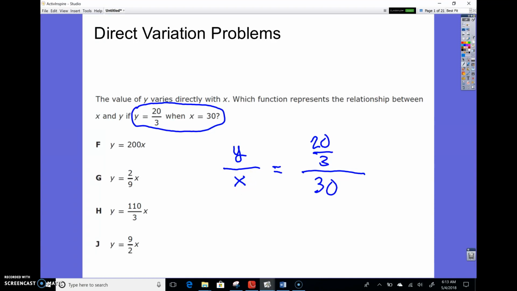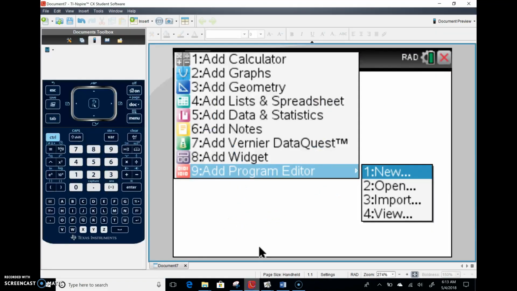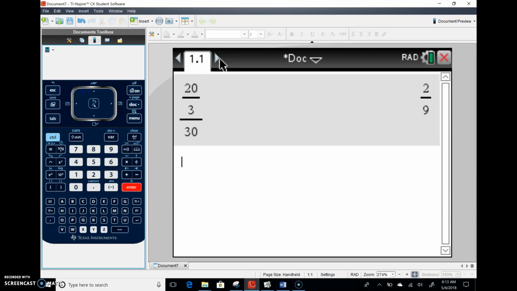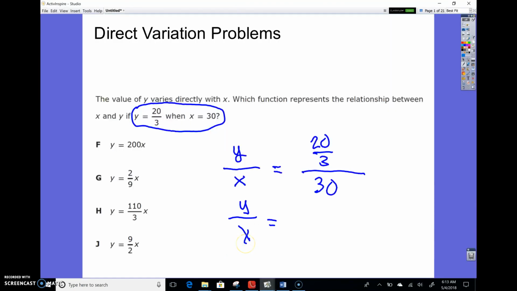Okay, so when I do that, 20 over 3 divided by 30. Okay, control divide, 20 over 3, delete, over 3 divided by 30. Enter. The answer is 2 over 9. Okay, so I go back to mine. So that's going to be the same thing as 2 over 9. And to get y by itself, I multiply both sides by x. This cancels, so my answer is y equals 2 over 9 x.